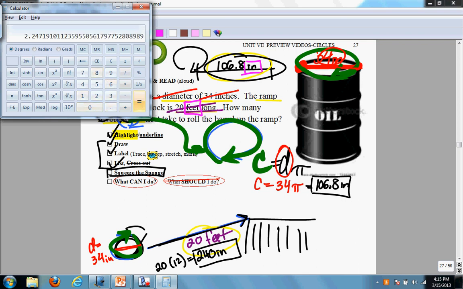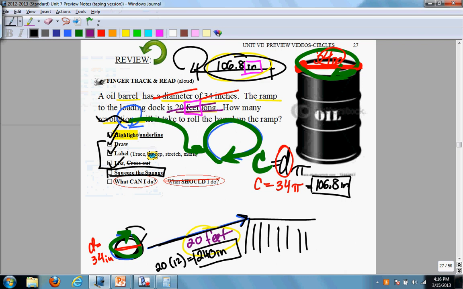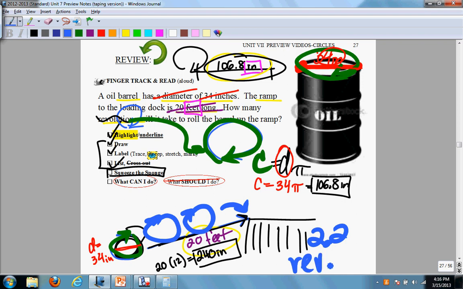You can see it takes approximately 2.2 revolutions to get up the ramp. So this barrel with these dimensions has to go around once, go around twice, and then a little bit more to roll up that ramp. 2.2 revolutions.